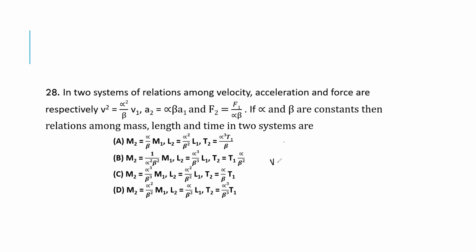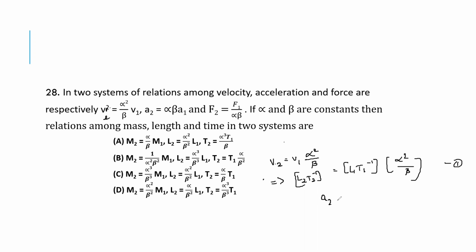So the given equation is, here it should be v2, it is not v square. V2 is equal to v1 into alpha square divided by beta. That implies v2, which is L2 T2 raised to minus 1, is equal to L1 T1 raised to minus 1 into alpha square divided by beta. So this is your equation 1.